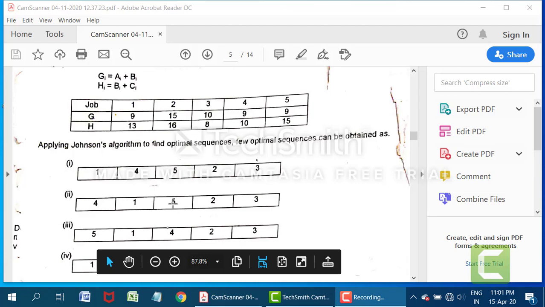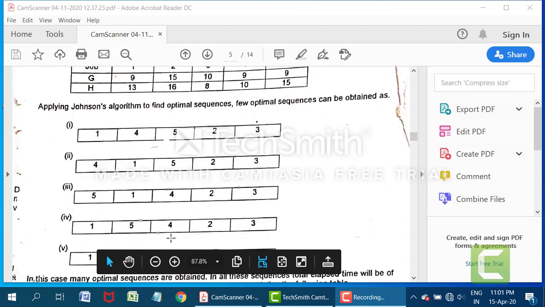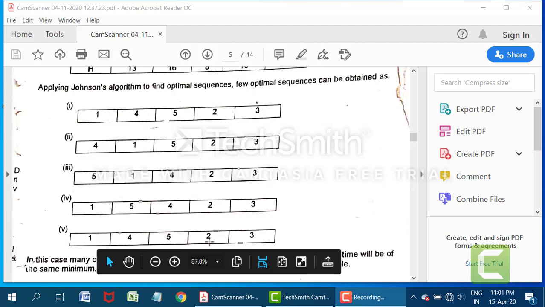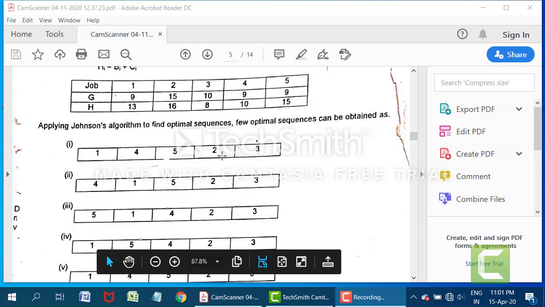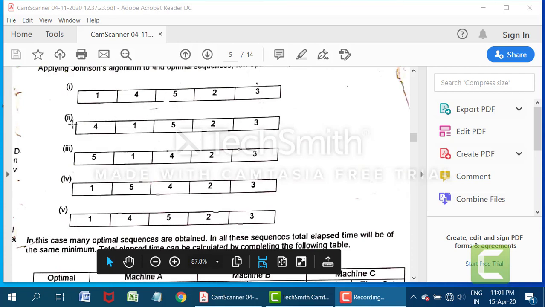4, 1, 5 another alternative. 5, 1, 4 another alternative. 1, 5, 4 another alternative. 1, 4, 5 another alternative. So like that, different ways you can write. And the only remaining empty box is this one: 2. The second job is left remaining. So this way, you can find the various optimal sequences.